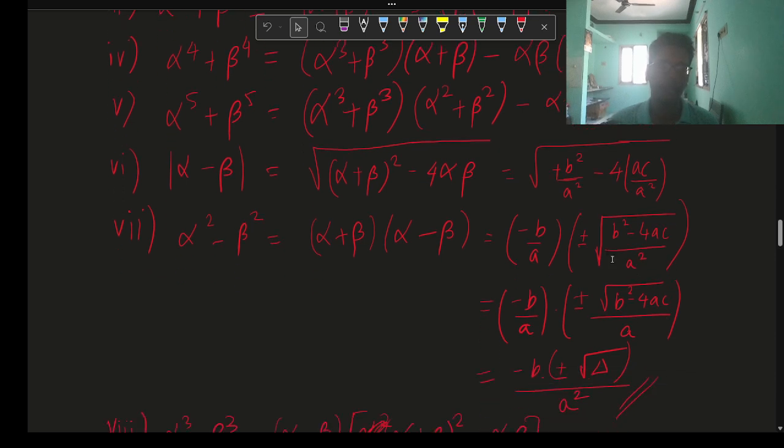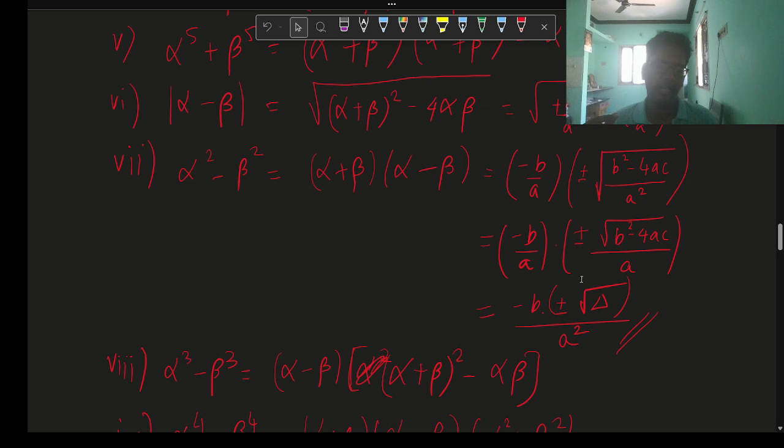So I am just putting root for this numerator, and I would get minus b by a dot product of plus or minus root over b square minus 4ac divided by a. And a, if you multiply in the denominator, I would get a square. And minus b into plus or minus root over delta. This is what you can write. Alpha square minus beta square, you can expand like this.